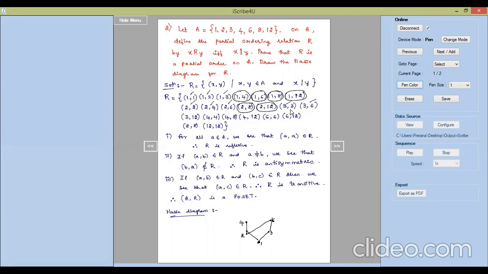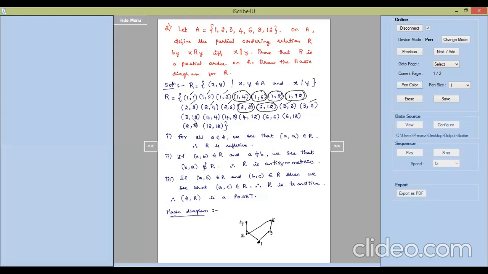Don't draw. 3 comma 6 is already done. 3 to 6 I have already drawn an edge. Correct? I have already drawn an edge and shown to you 3 to 6. Then we have 3 comma 12. 3 comma 12 we did not draw explicitly because 3 to 6, 6 to 12 gives us 3 comma 12. So 6 to 12 I will draw it and show to you.